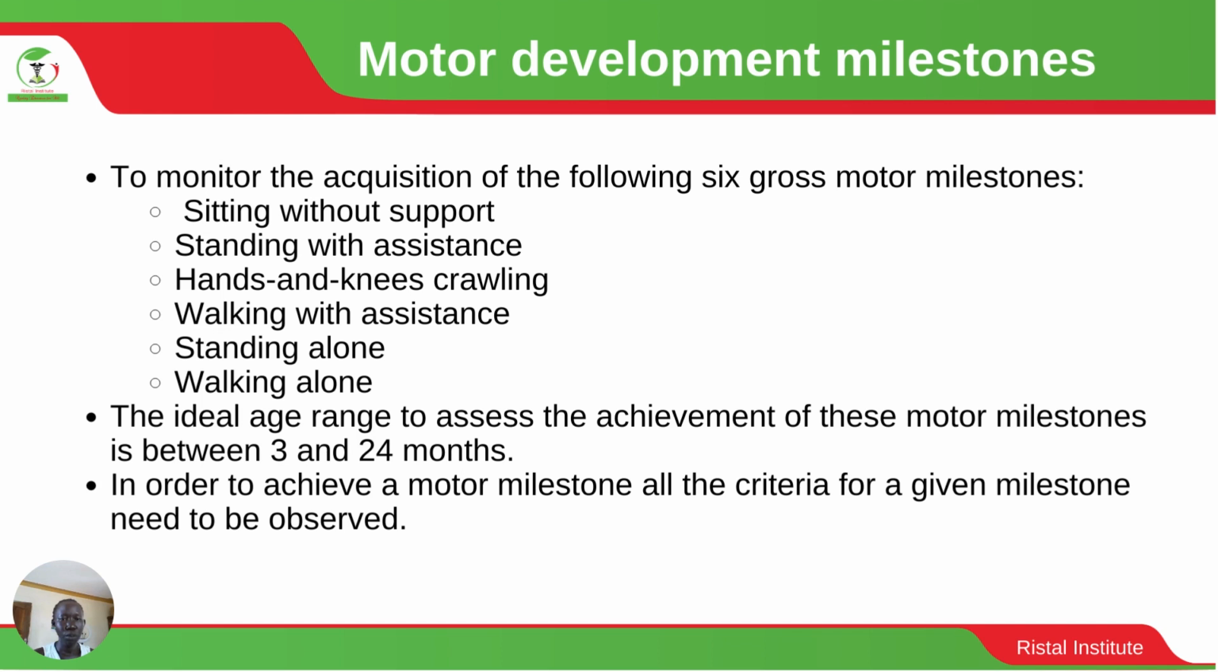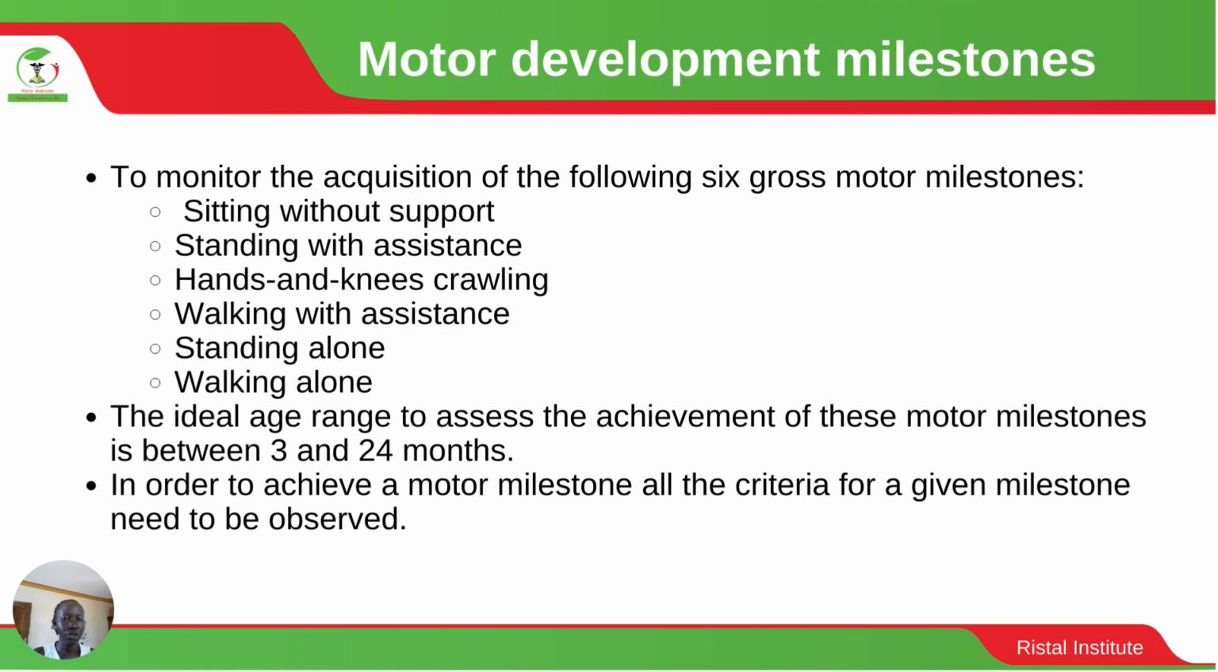the 6 major growth motor development milestones include sitting without support, standing with assistance, hands and knees crawling, walking with assistance, standing alone, and then walking alone. Those are the different stages that the child undergoes from the time they are born and then they start to develop these motor milestones.